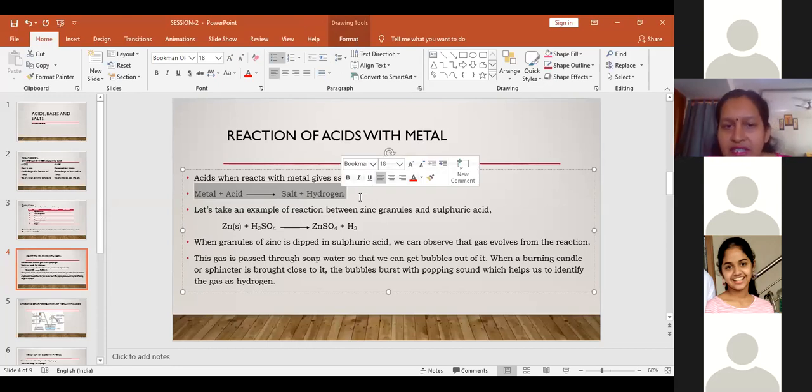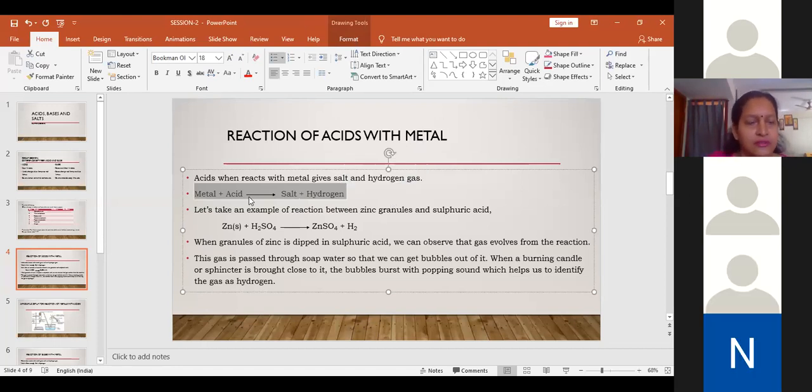If I'm highlighting the thing, are you able to see the highlighted version? Yes, ma'am, we are.